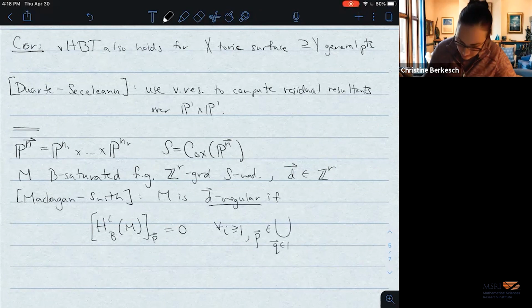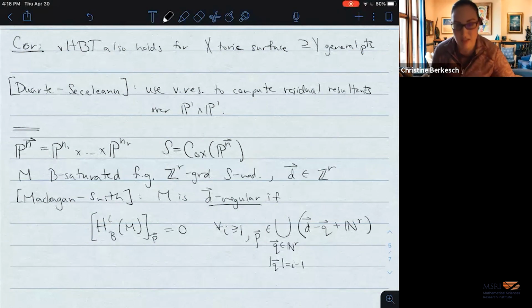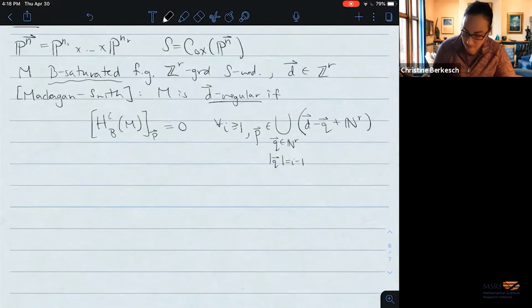Okay, it's not important that you remember what this definition is. I thought I would write it down for clarity. Notice when I was over a single projective space, I also had a condition on H0, but here, because M is B-saturated, I can ignore that condition since H0 at B will vanish. So just one simplification to write things down a little faster.